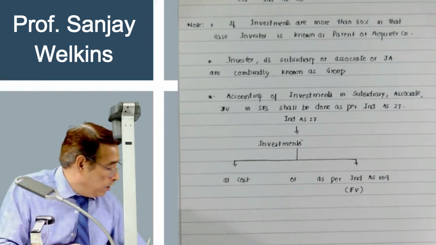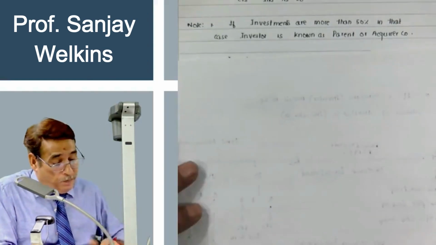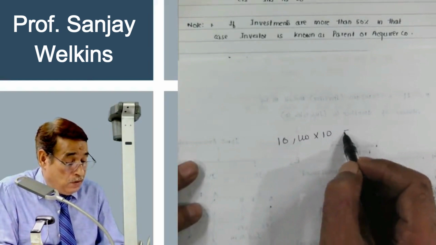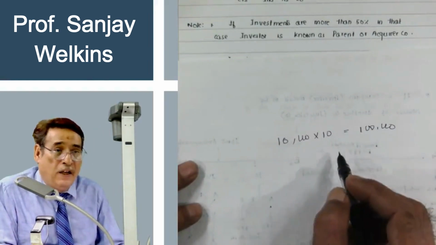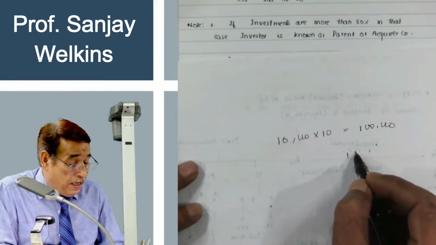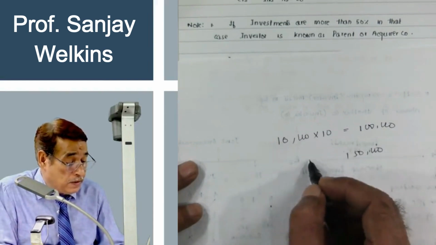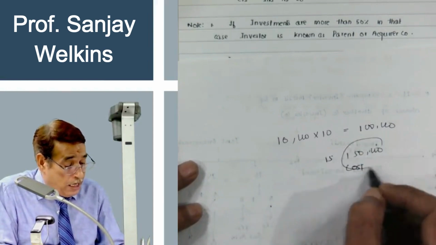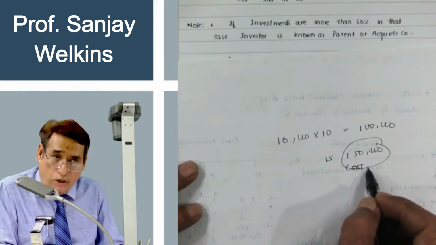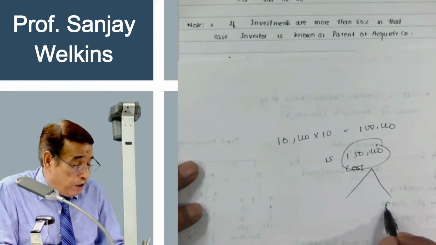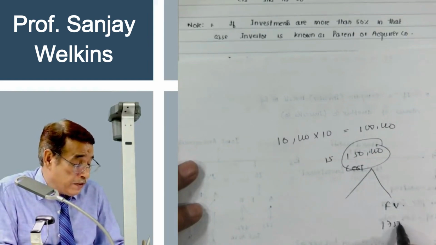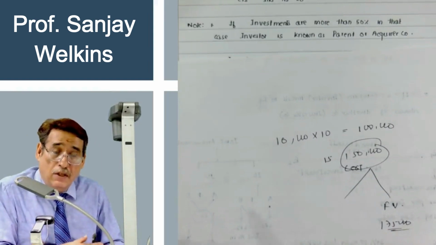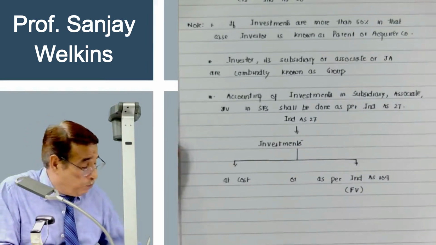So what my point is, try to understand. Where is the rough sheet? Suppose I have purchased 10,000 shares of rupees 10 each. This is the nominal value, 1 lakh. And let us say I have purchased this share at the rate of 15. So this is my cost. So I can reflect my investment either at cost or at fair value. Let us say fair value is 1,75,000. So I can reflect it at 1,75,000. Are you getting my point or not? So that is the point here.